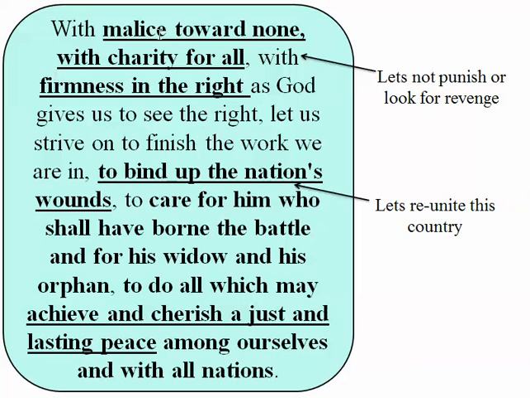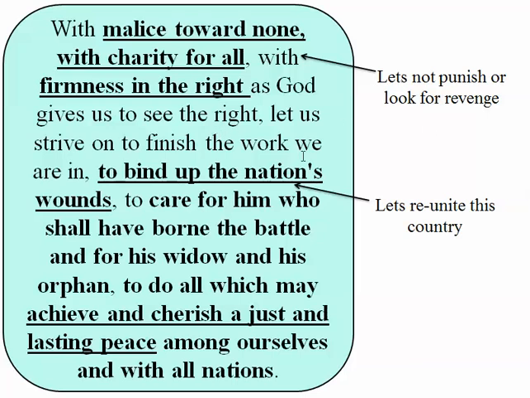And then in the last part it says, with malice toward none, with charity for all. In other words, let's not punish each other. Let's not look for revenge. With firmness in the right. That's the right thing to do. As God gives us to see the right. God wants us to do this. Forgive one another and move forward.